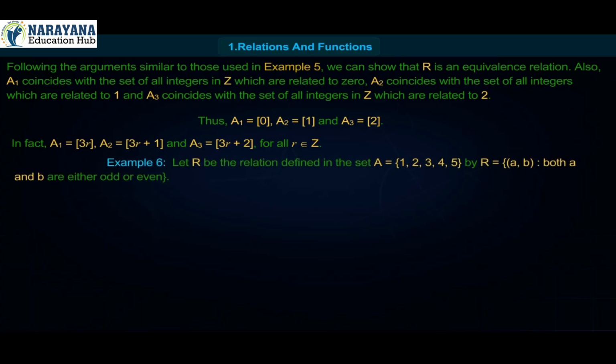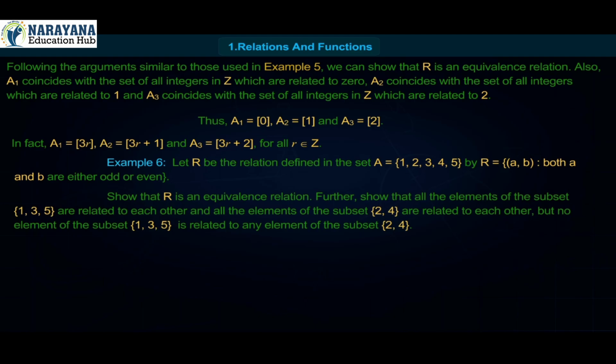Example 6. Let R be the relation defined in the set A equal to {1, 2, 3, 4, 5} by R is equal to the set of ordered pairs (a, b) such that both a and b are either odd or even. Show that R is an equivalence relation.